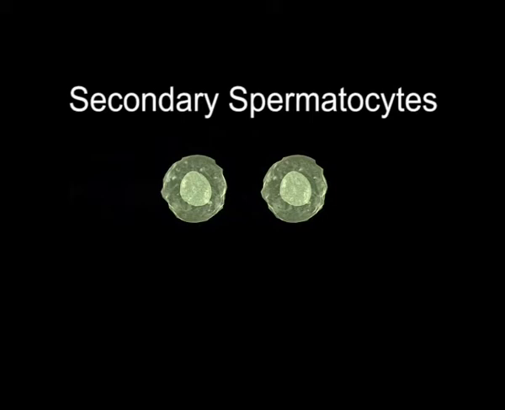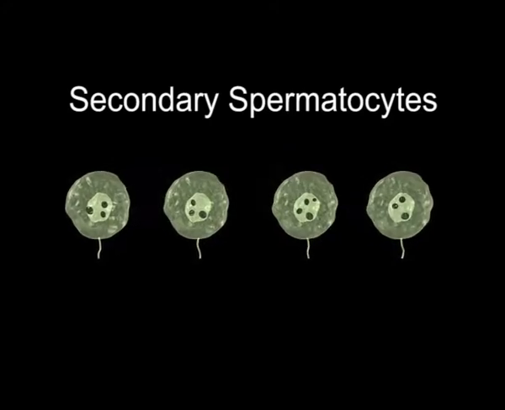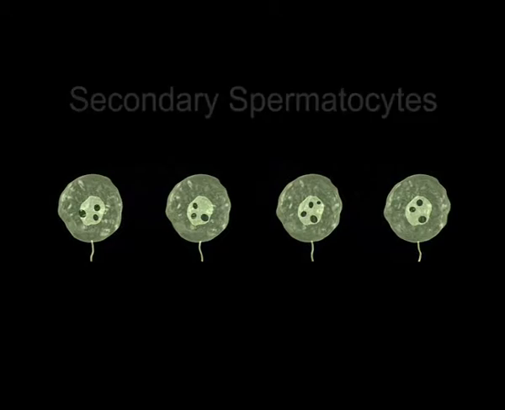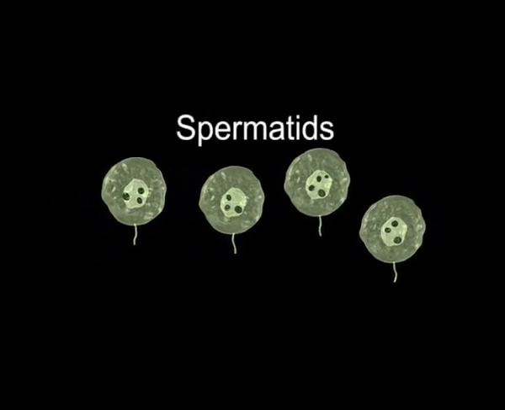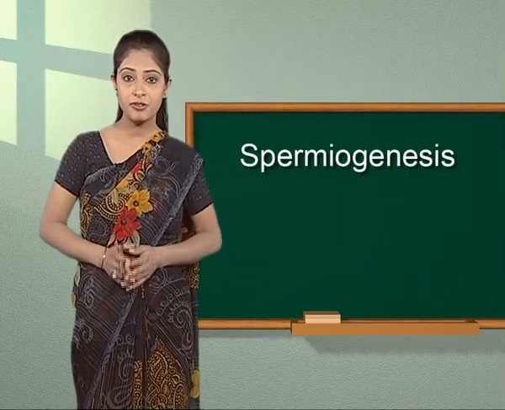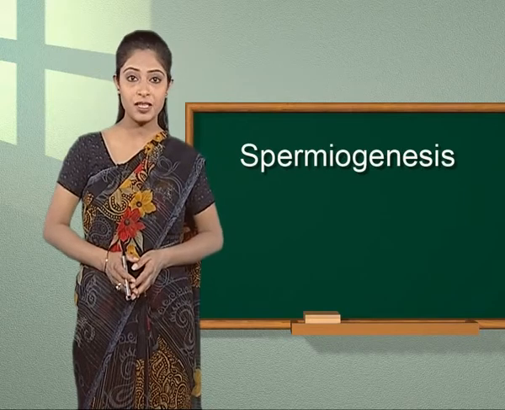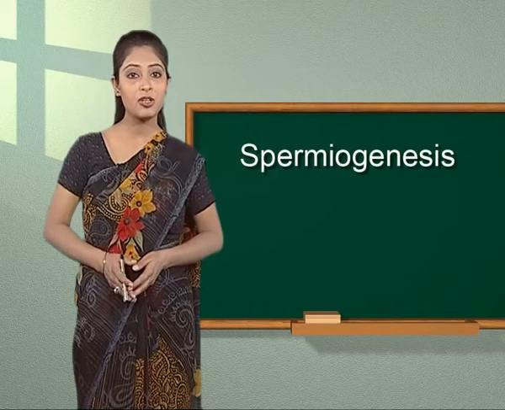As we know, the first division of meiosis is a reductional division, and each secondary spermatocyte contains half the number of chromosomes. Till this stage, they are still round-shaped cells. Immediately, the second meiotic division takes place, and these secondary spermatocytes undergo it to produce four equal haploid cells known as spermatids. These spermatids do not divide further, rather undergo some structural changes. This process of transformation of spermatids into spermatozoa is known as spermiogenesis.